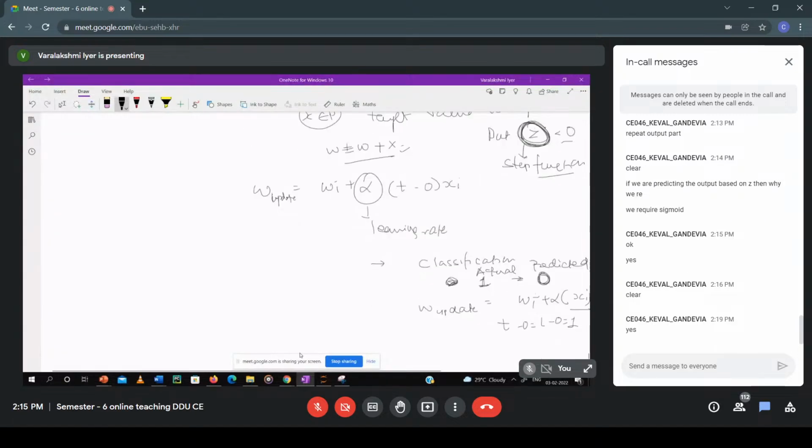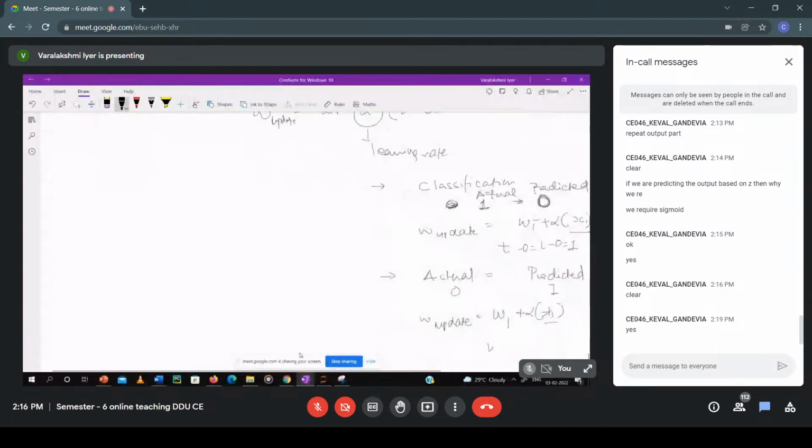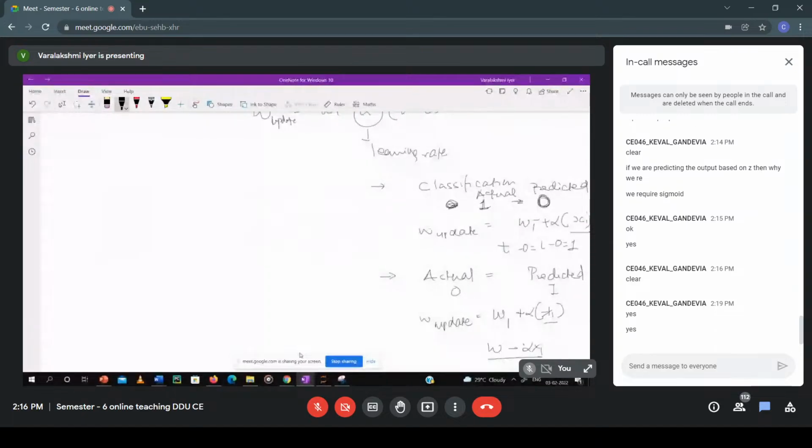But if your actual target value was 0 and your predicted value was 1, then W updated will be Wi plus alpha times minus xi, which is ultimately W minus alpha xi. Are you getting this? Are you able to relate this point? Is everyone clear with this?